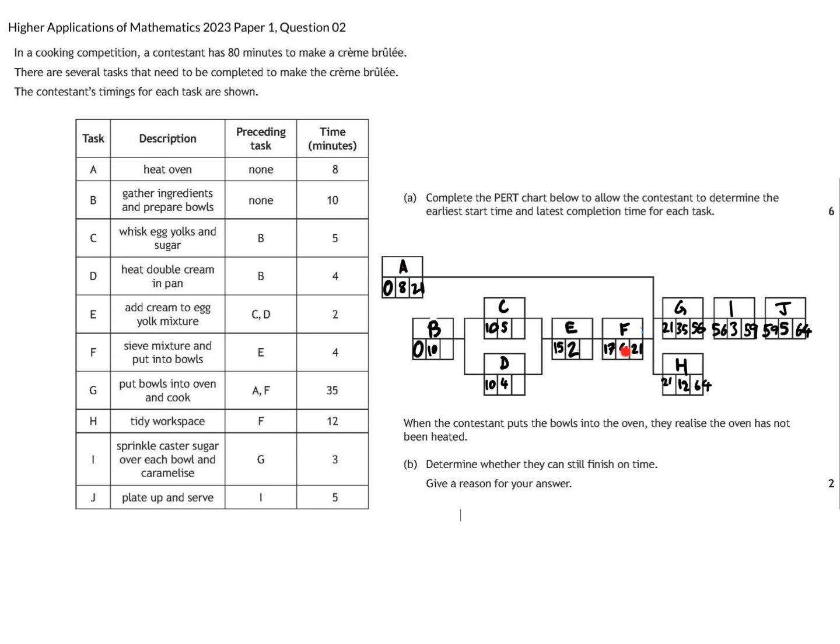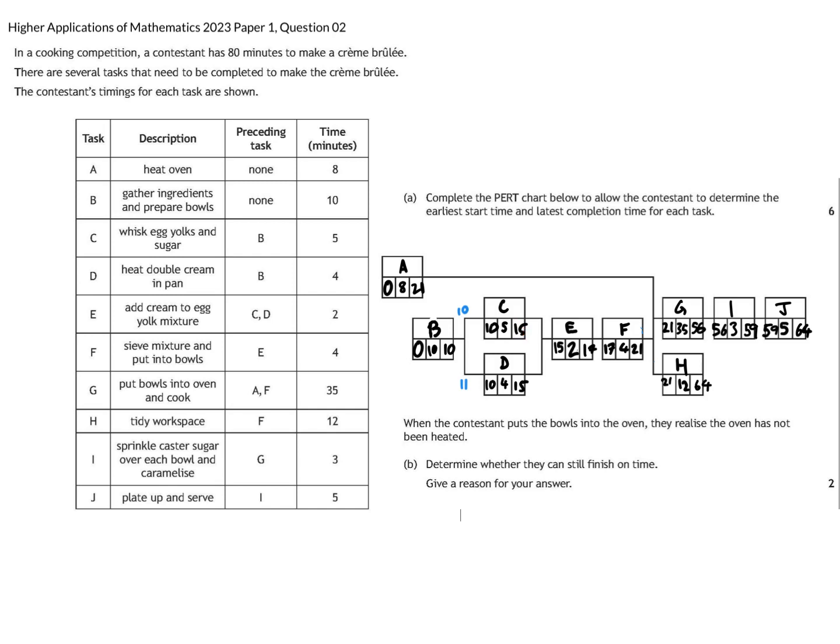Working back again, 21 minus 4 gives us 17 for the latest start time of task E. 17 minus 2 gives us a 15 for both tasks C and D. Now, the 15 minus 5 will give us 10 here. 15 minus 4 gives us 11. So we have to make sure we pick the earliest time. Again, if we put an 11 here, we wouldn't have time to complete this task. If we started this task at 11 and it takes 5 hours, we wouldn't be completed by the 15.